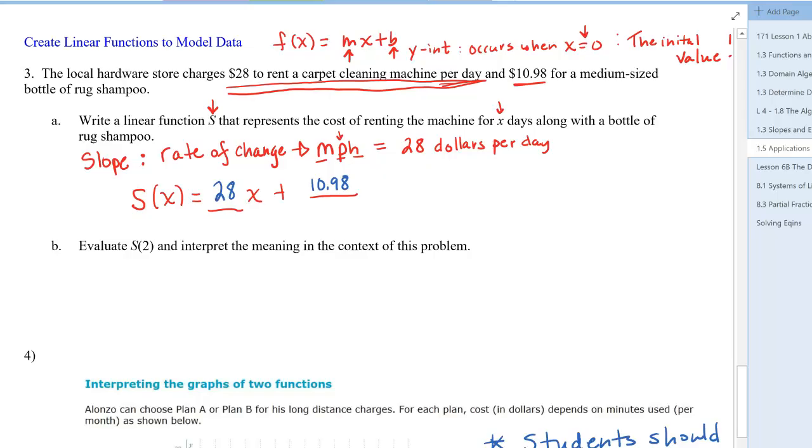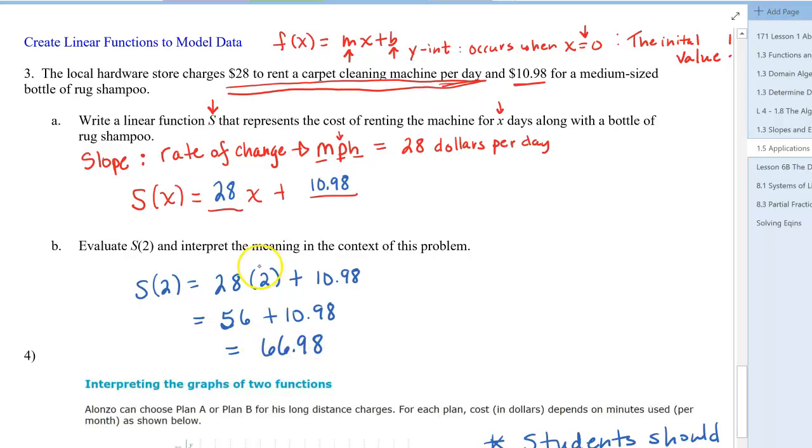Now they're asking us to evaluate s of 2. So without even thinking about what that means, we can use our function notation to do that. So s of 2 is equal to 28 times 2 plus 10.98. Well, 28 times 2 is 56. And 56 plus 10.98 is 66.98.